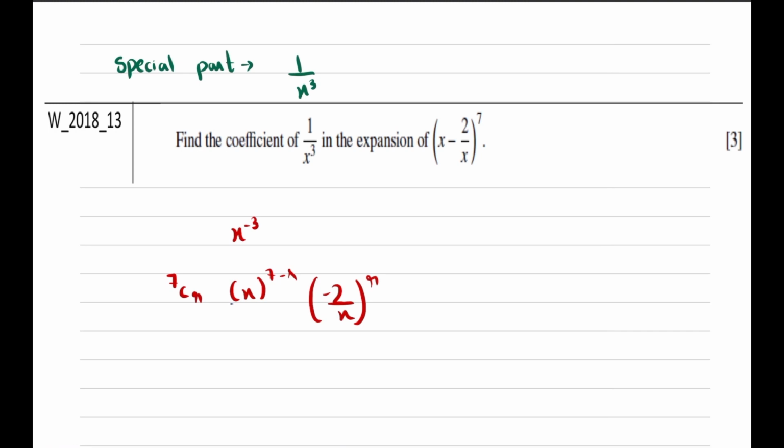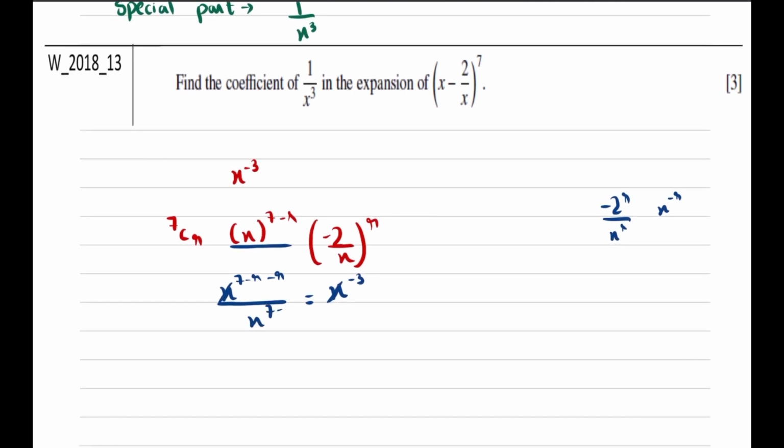Now notice, what's the power of x? 7 minus r. And here the power is minus r. How? So see, if I bring this outside the bracket, x power r will come in the denominator. When it moves to the numerator, it's going to become minus r. So we just focus on x power what's required, minus 3. x and x cancel out. x power 7 minus 2r is equal to x power minus 3. So 7 minus 2r is equal to minus 3. 4 is equal to 2r and r is equal to 2, that's it.